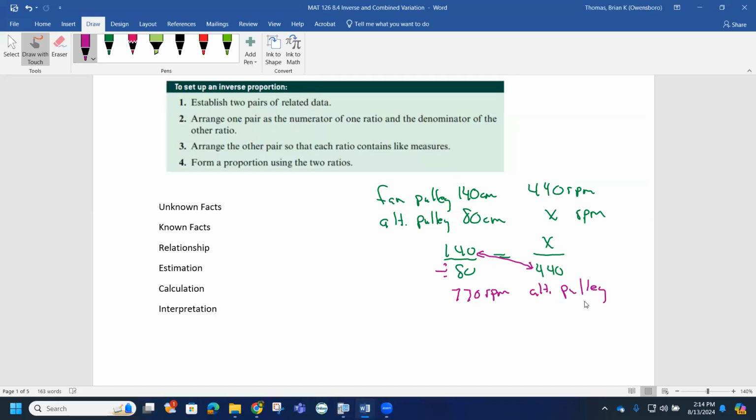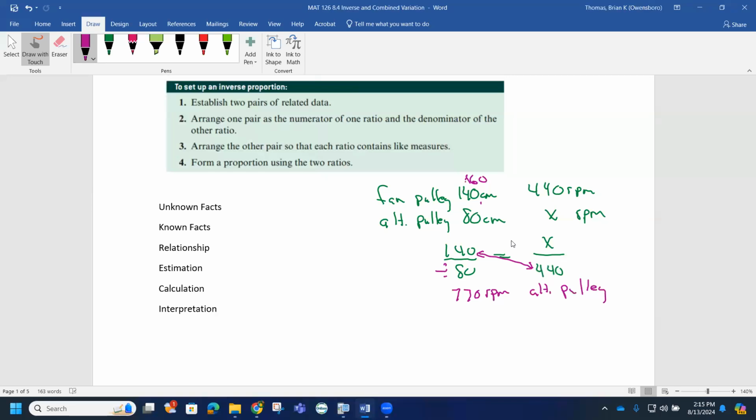And does that make sense? Well, notice that, if this is 160, this would be twice as big. So that means this would be like twice as fast. So that would be like 880. So notice how if I made that a doubling, if you will, then this should be a doubling as well. Here, this should now be twice as fast. So that should now be 880, if you will. And we're getting 770. So that's that inverse relationship.